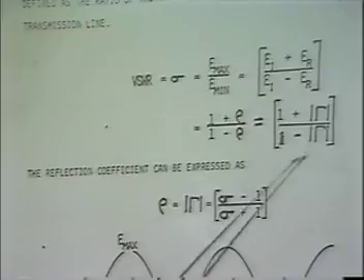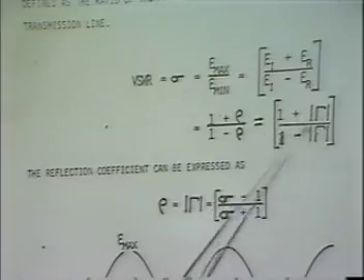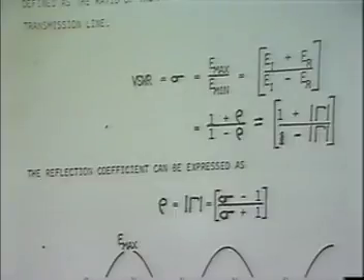Notice what happens here. If gamma goes to 0, what do you have? 1 plus 0 over 1 minus 0. So the VSWR can be 1.0. What does that tell you? No reflection. It says that E max is equal to E min.